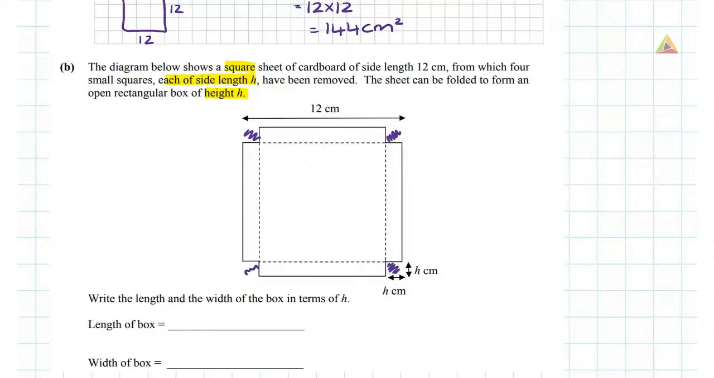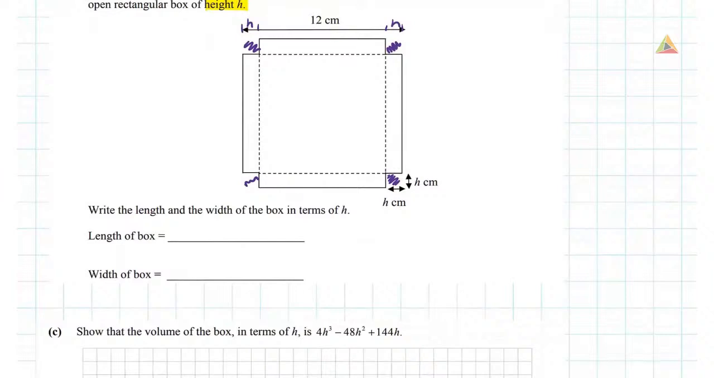So you can see here the length is 12, but we're cutting out a little part h here and another little part h, a little length h from the right hand side. So that leaves me with 12, but we're taking 2h away. So my length is 12 minus 2h, and exactly the same thing is going to happen here with the width, because that width is going to be 12, but we're taking away h and we're taking away another h. So my width is also going to be 12 minus 2h in this case. And they've told us that the box obviously is of height h when you fold up those 4 sides.